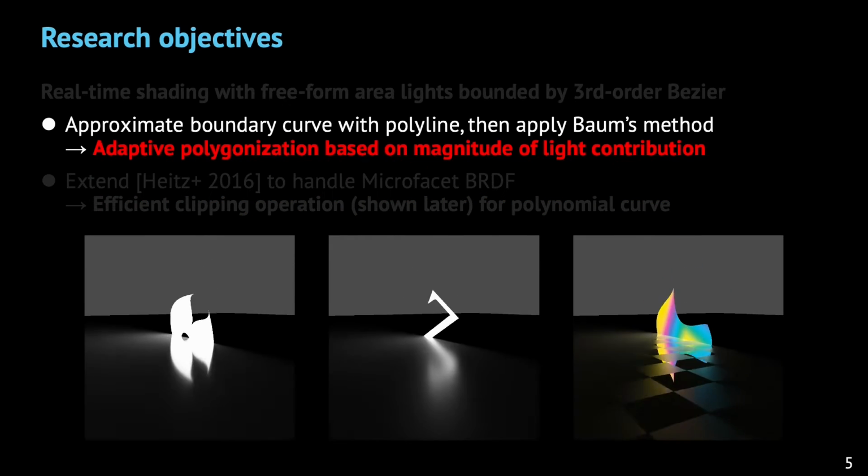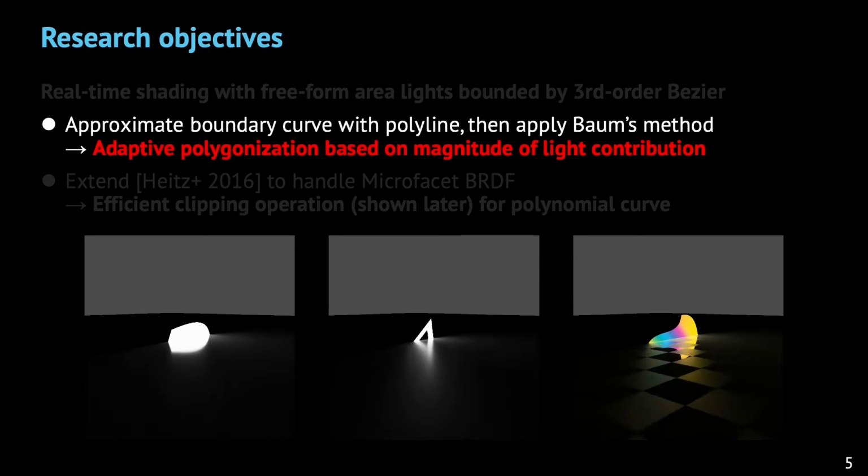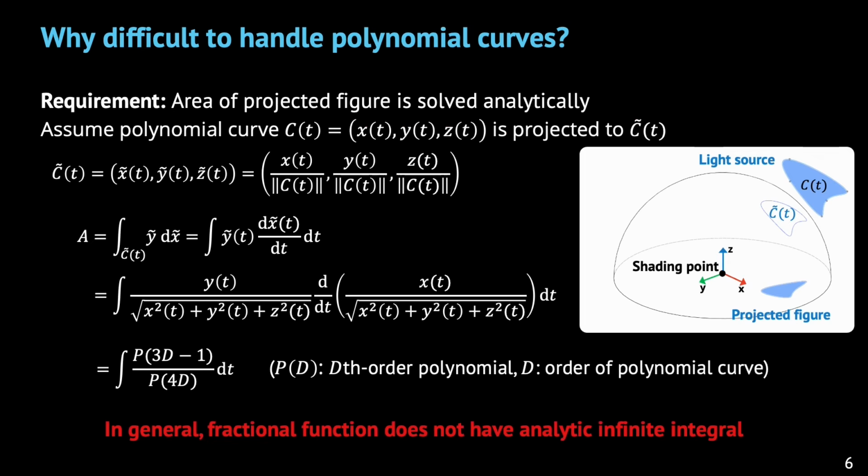So let's move on to the first part, the adaptive boundary polygonization taking care of light contributions. I guess many of you may think that calculating the area of the projected figure is not so difficult even when the boundary is a polynomial curve, so I'll show you what happens in that case. Let us define each of the x, y, and z coordinates of a point on the curve C as a polynomial. Without loss of generality, we can assume the shading point is at the origin. In this case, the projection on the hemisphere can be easily defined by normalizing a vector from the origin to a point on the boundary curve C, and we can obtain the projected curve on the hemisphere denoted by tilde C.